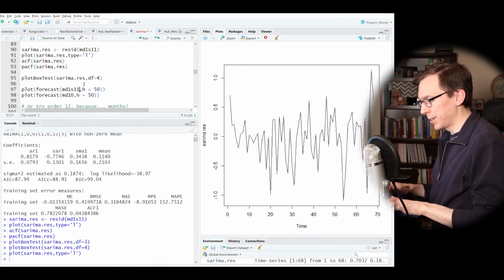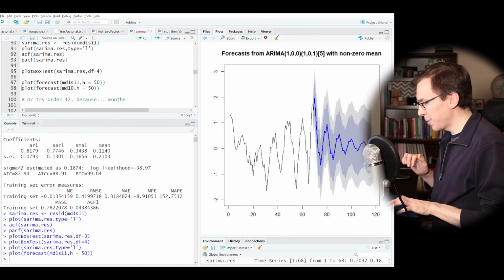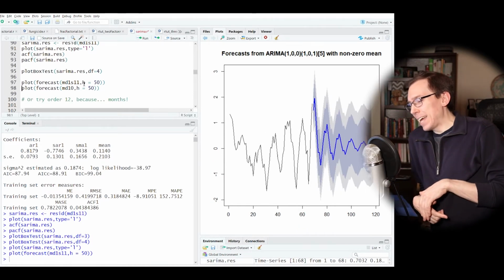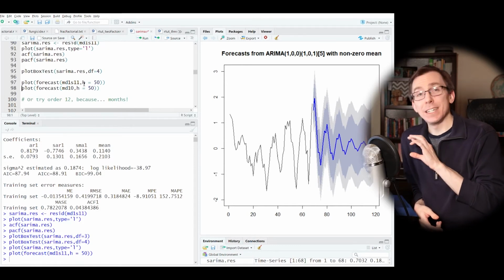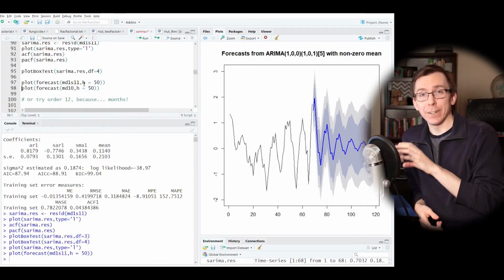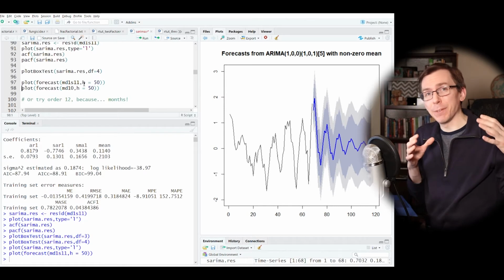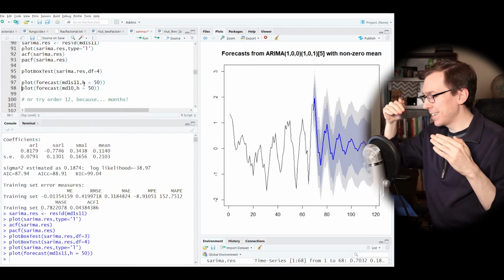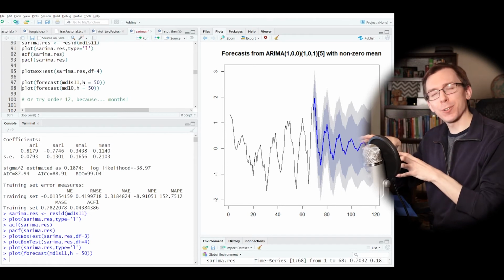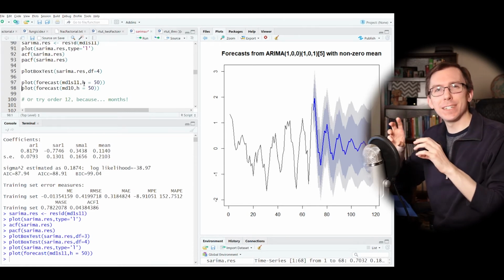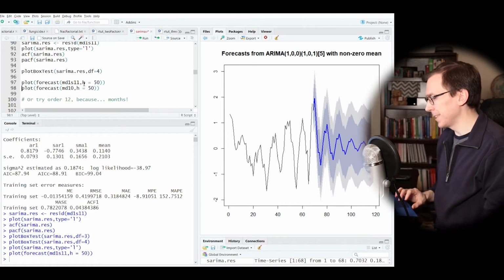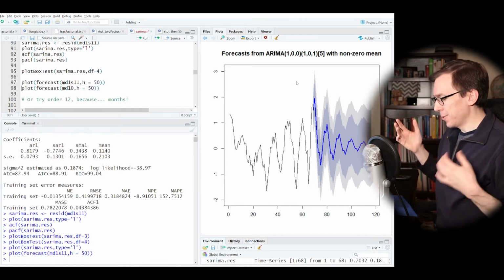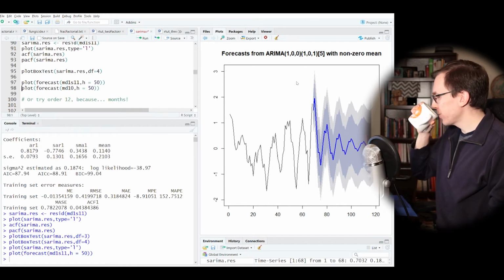So I'm going to go back to my 1,1, and this is what we get for forecasting. And remember, we're forecasting the residuals of our linear model. So remember at the beginning, we fit a line to the prescription drugs data, and then we looked at the residuals, and we're trying to fit time series to the residuals. And what we get is something that looks like this. So what is this telling us?